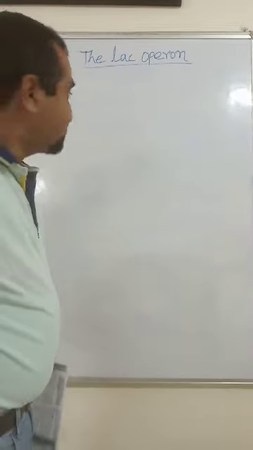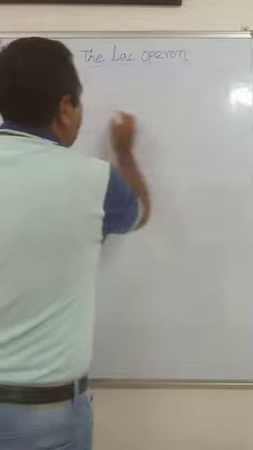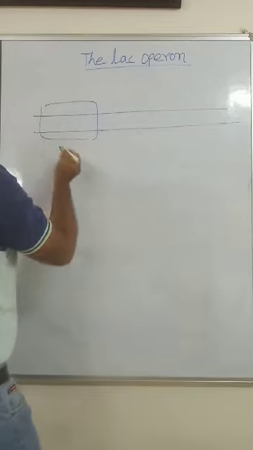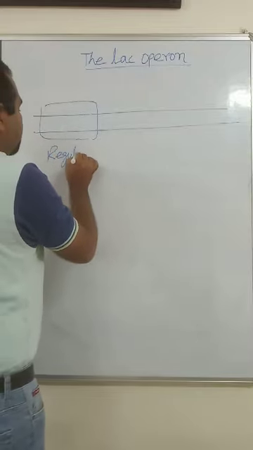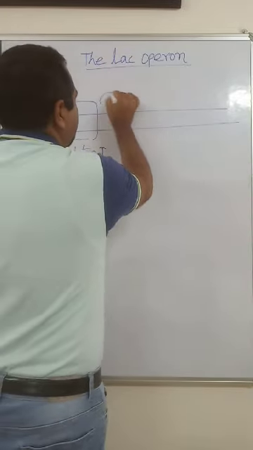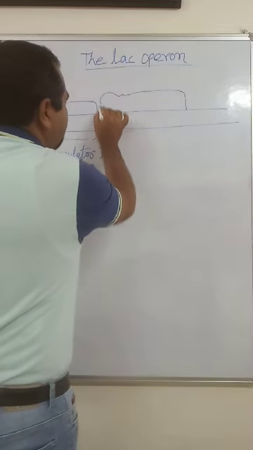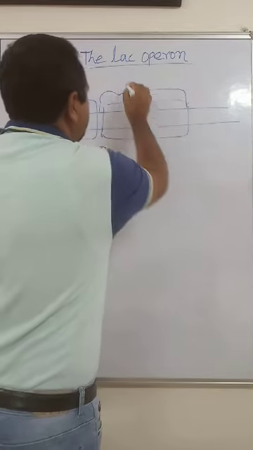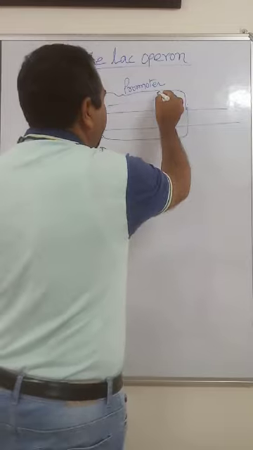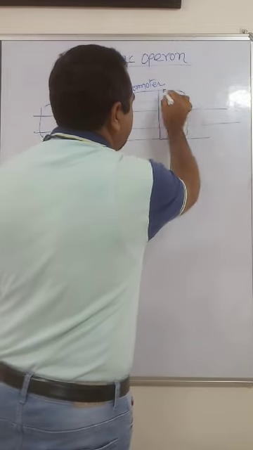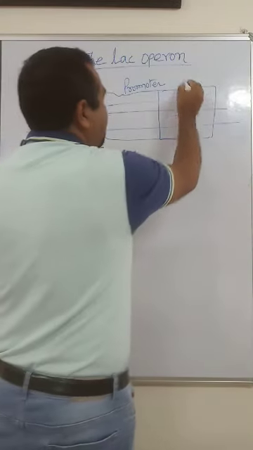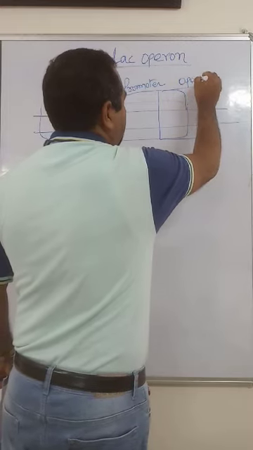So here is a general structure of a lac operon. These are, suppose, DNA sequences. This is the regulator gene, represented by I. Now this sequence starting from here to here is the promoter, and this sequence that overlaps the promoter sequence is the operator sequence.